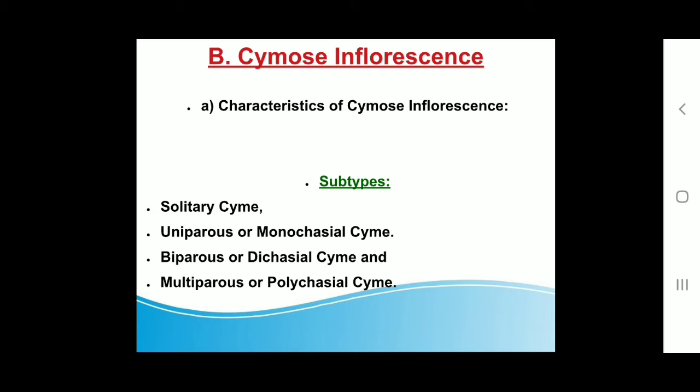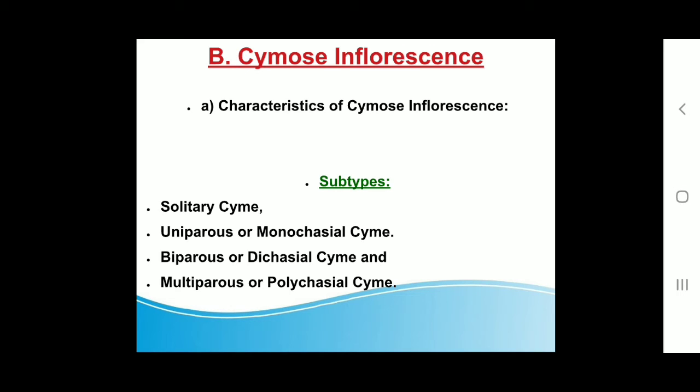The growth of primary axis is determinate. The flower terminating the primary axis, being the oldest, opens first and then younger flowers open successively downwards. Hence the order of opening of flowers is from apex to base, called as basipetal.